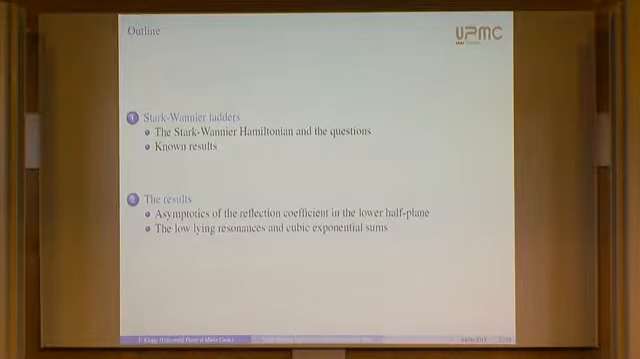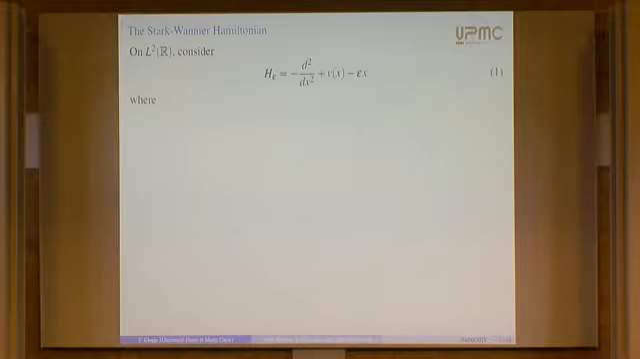I guess that actually most of you know about Stark-Wannier Hamiltonians, but for those who don't, here is what it is. So we are working with actually very simple objects. We consider a simple differential equation. So we consider an operator on the real line, on the whole line. And we're essentially interested in spectral problems. So for example, consider the eigenvalue equation, which is a second order differential equation.